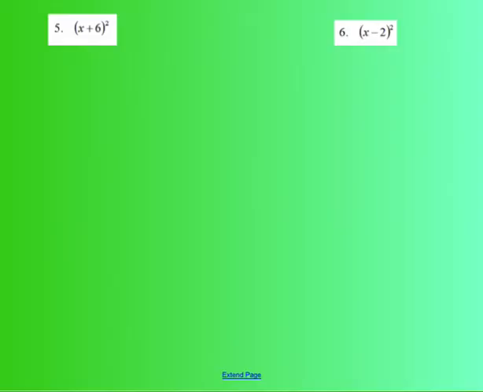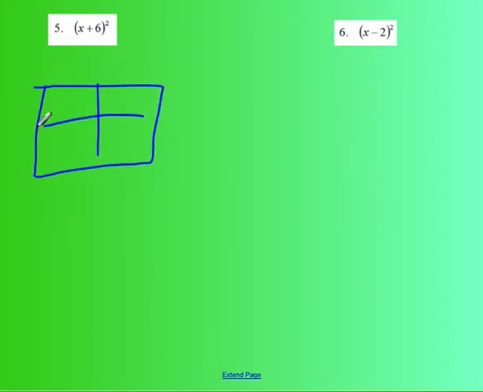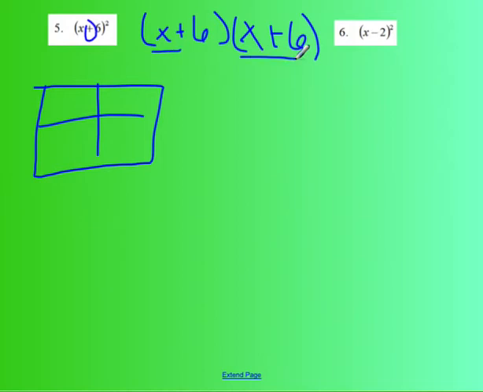All right, let's take a look at these ones. A lot of students want to tell me that this is x squared plus 36. That is simply not true, okay? Because what you need to do is you need to look at this right here as being x plus 6 times x plus 6. You can't just simply multiply in the exponent, okay, because of that plus sign there. If there's a plus sign in the middle, then you have to write it out as two binomials being multiplied together. So we have x and 6. And we have x and 6.